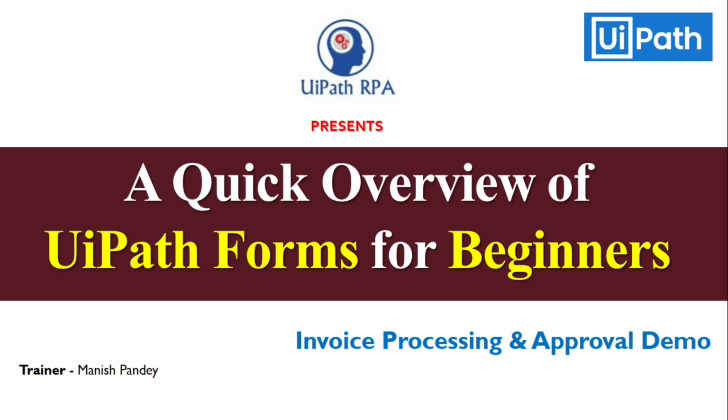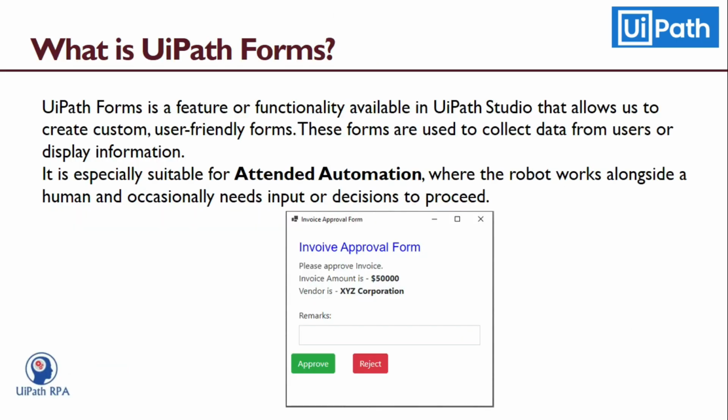So let's get started. Now, you might be wondering what exactly is UiPath Forms and why should you learn this? UiPath Forms is a feature or functionality available in UiPath Studio that allows us to create custom user-friendly forms. These forms are used to collect data from users or display information. It is especially suitable for attended automation, where the robot walks alongside a human and occasionally needs input or decision to proceed.